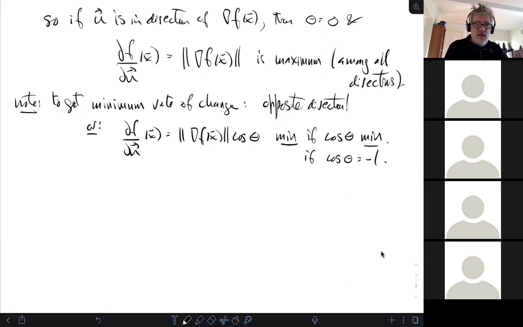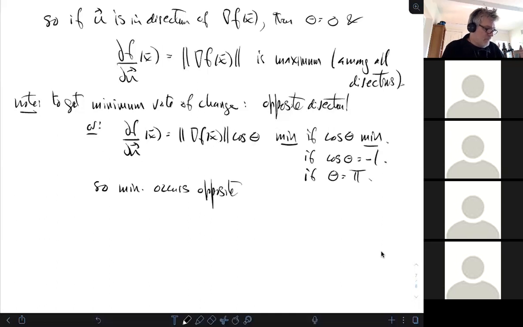And which angle will give you the cosine equals -1? It's pi. Right? So that means you're pointing in the direction opposite. So the minimum appears opposite of gradient of f.